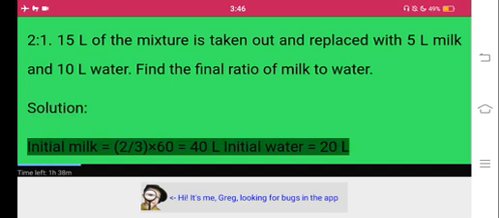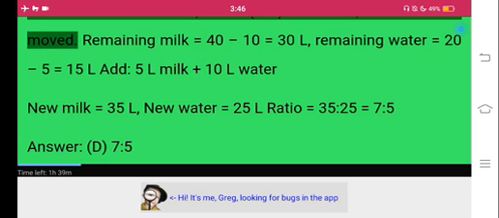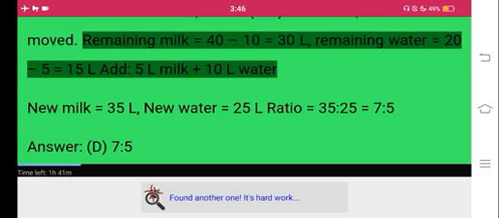Solution. Initial milk equals 2/3 times 60 equals 40 L. Initial water equals 20 L. From the 15 L mixture taken, milk equals 2/3 times 15 equals 10 L, water equals 5 L removed. Remaining milk equals 40 minus 10 equals 30 L, remaining water equals 20 minus 5 equals 15 L.